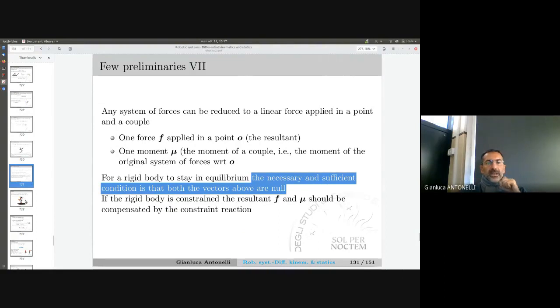Now, I do know that if you haven't done those concepts earlier, this recap is totally useless. But if you have done something, it's just to bring to memory some of those concepts and to remind you a little bit of the terminology. If you haven't done them, please refer to the textbook, especially the appendix, where there are some mechanics concepts that can be useful.